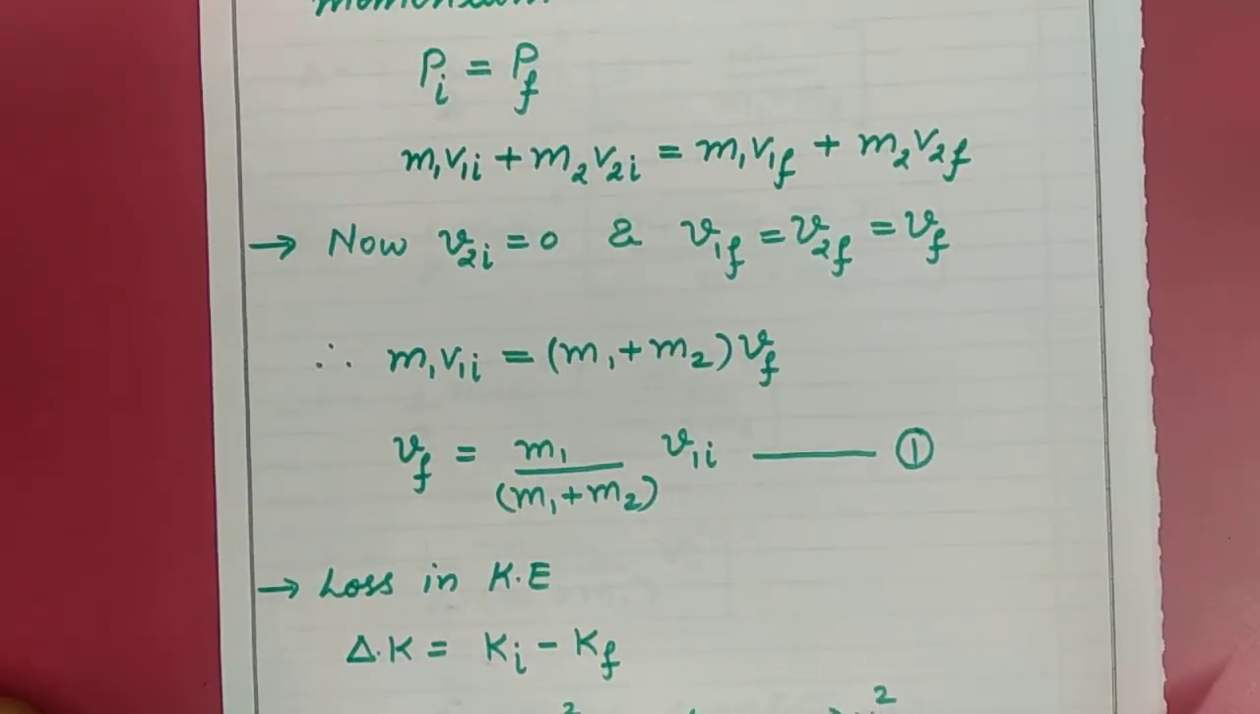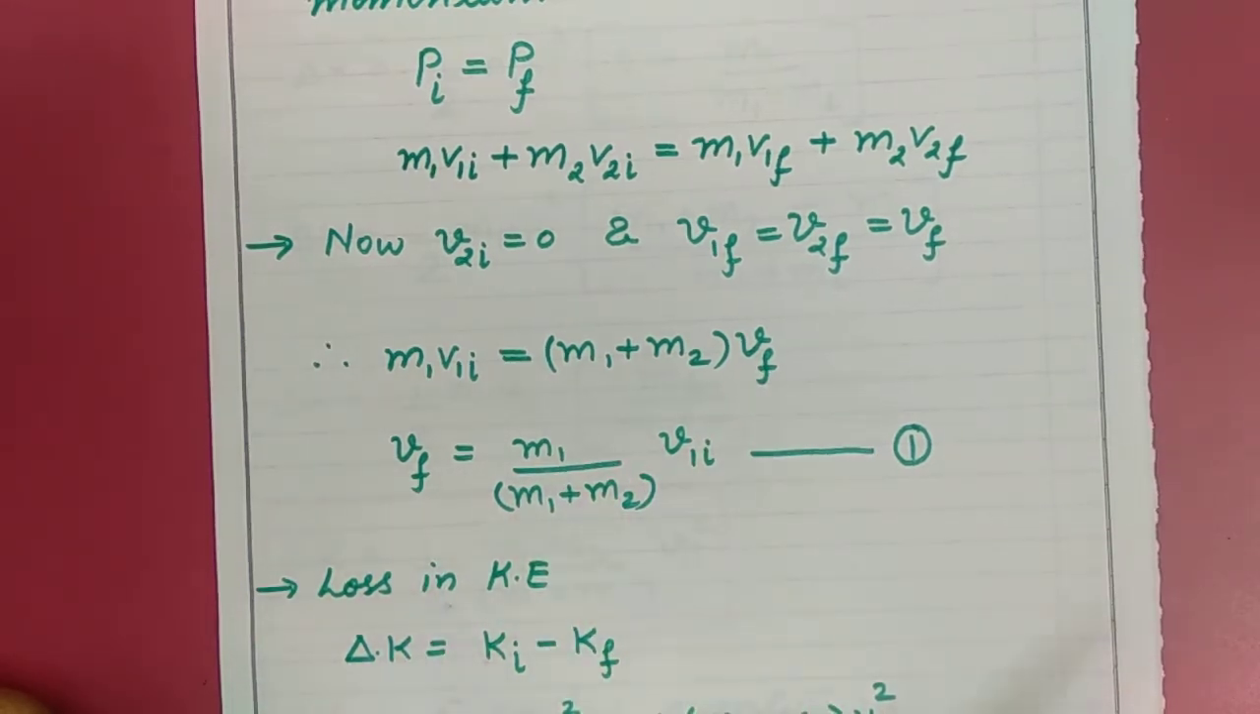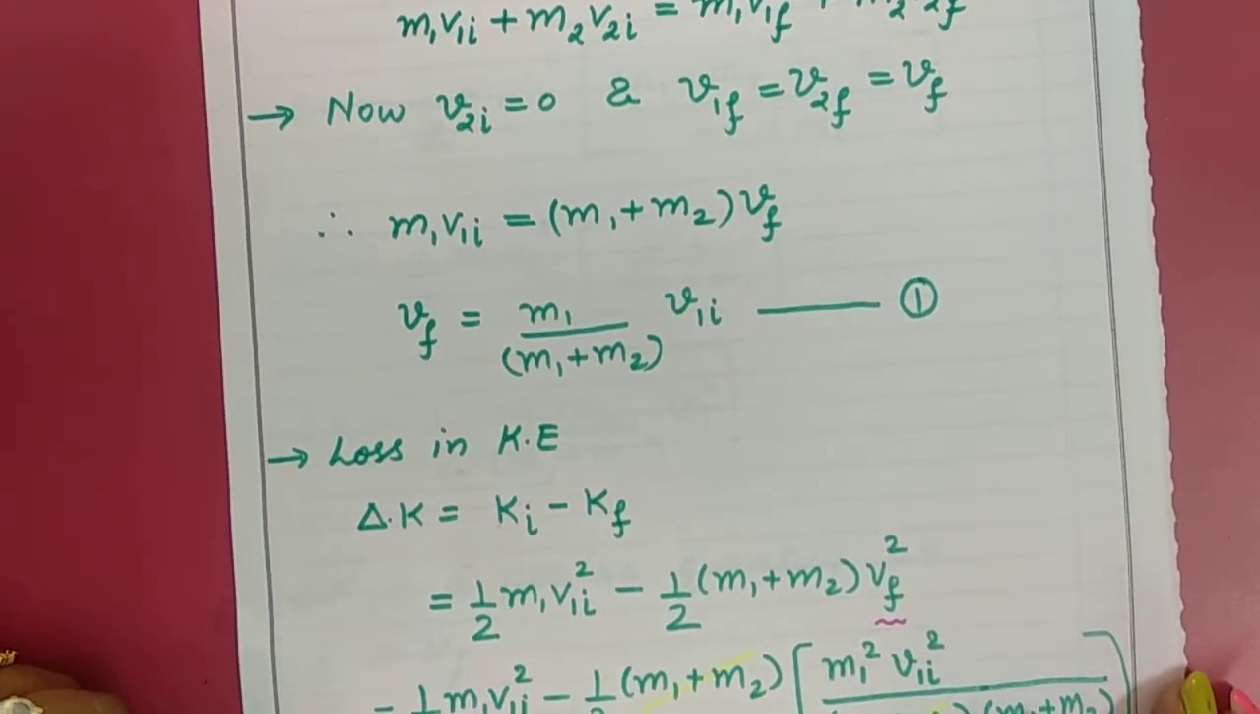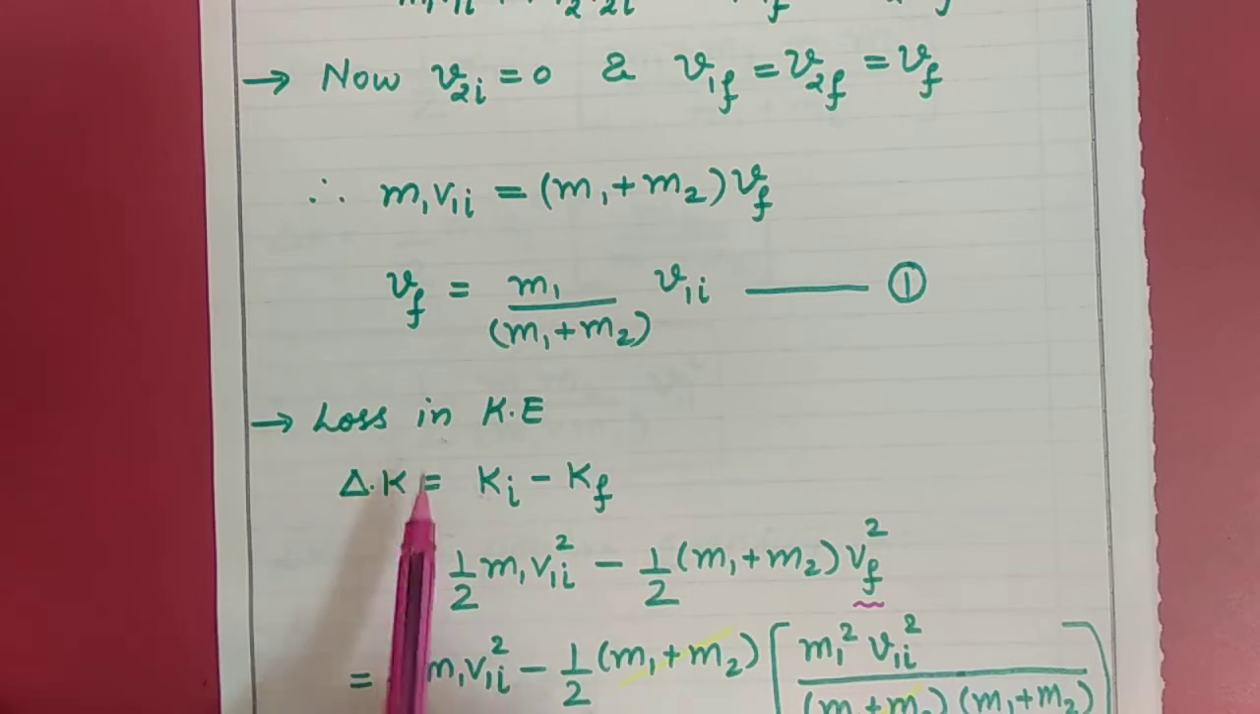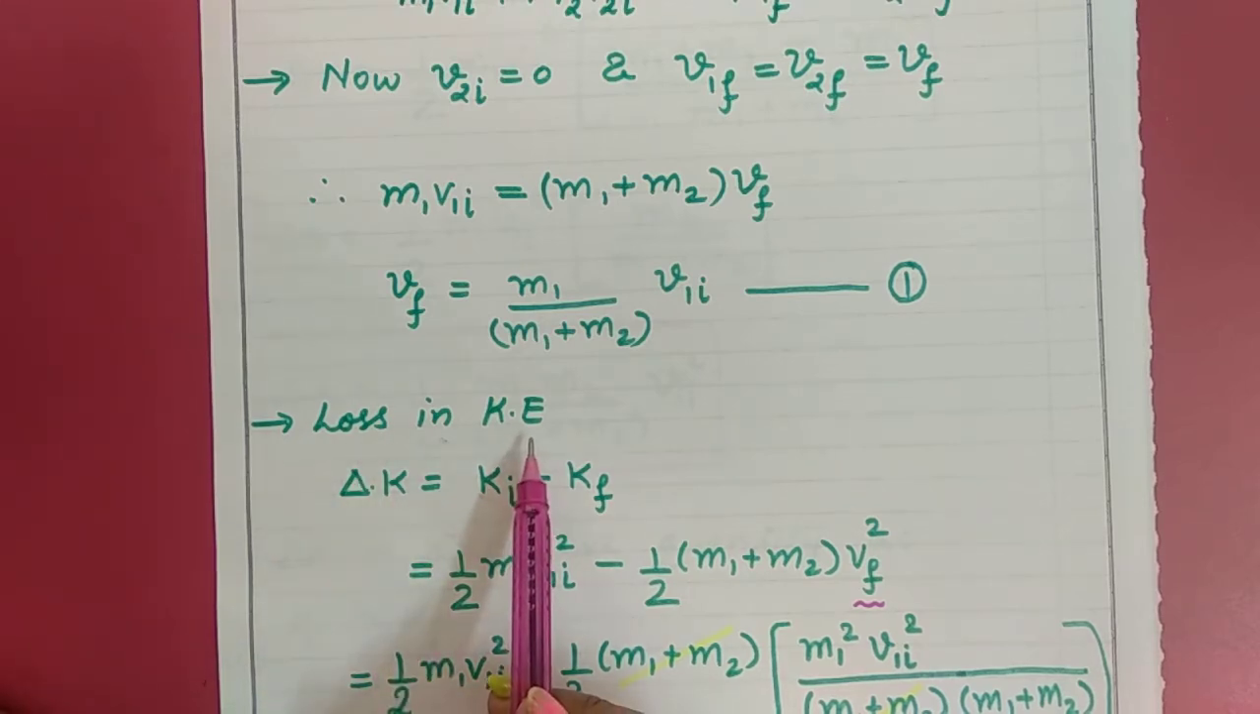Now I wanted to calculate the final velocity of both the balls. So VF को subject बना देंगे, तो मुझे final velocity मिल गई. Give this equation a number 1. Okay. Now हमारा aim क्या था? हम क्या ढूंढना चाहते थे? Kinetic energy में loss कितना होता है.